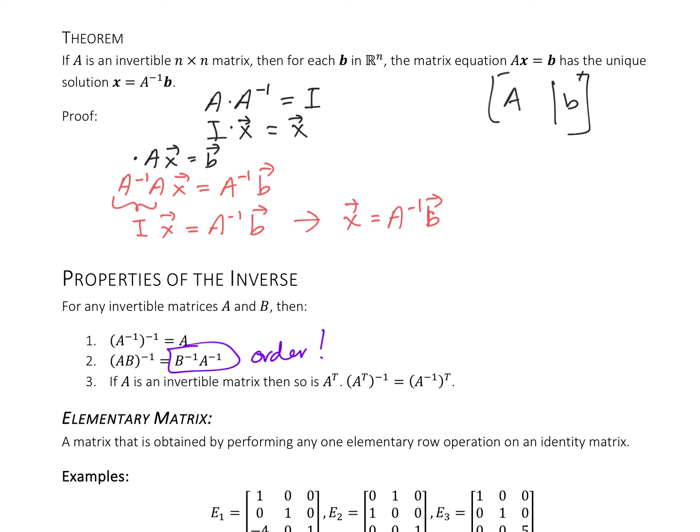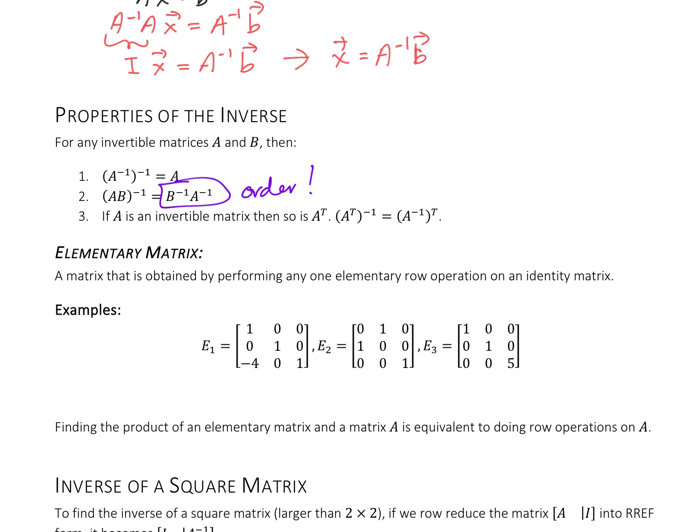And lastly, we can combine this idea of transposes and inverses. As long as A is an invertible matrix, so is its transpose, because the transpose just switches your rows and your columns. That's not going to change anything about your determinant, so you're still not going to have a determinant of 0, which is great. So the inverse of the transpose is the same as the transpose of the inverse. Hope that makes sense. Okay. We are so close, guys.